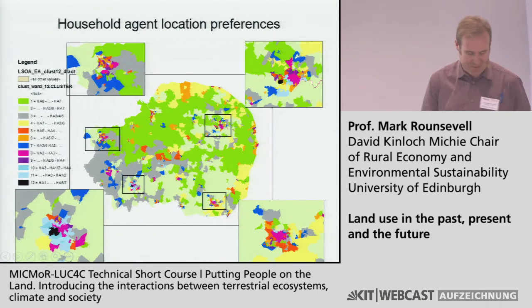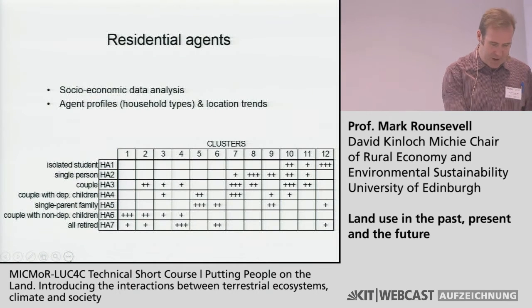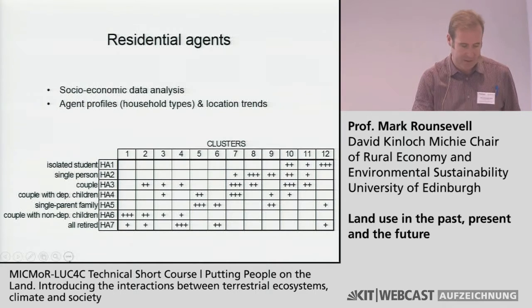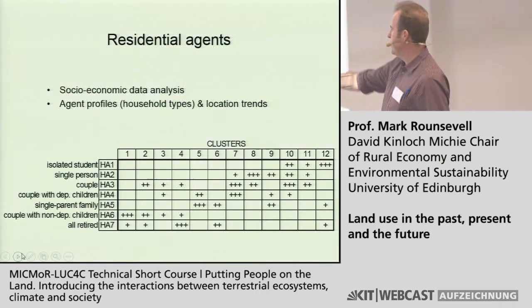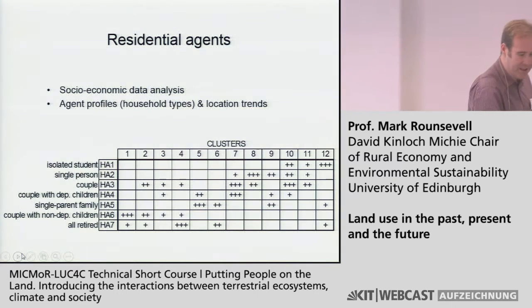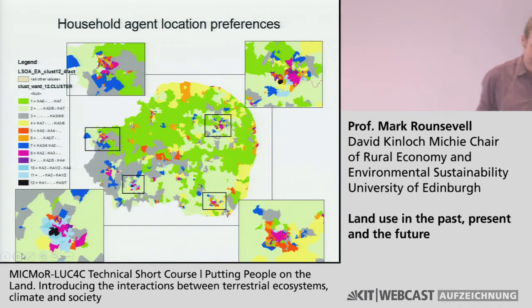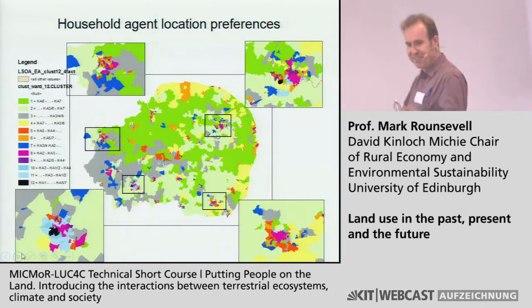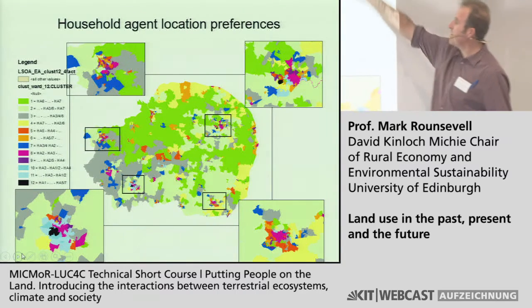Single people, what were they? Single people, preponderance in number 8. Let's point it out. Yes, this one here. Cluster number 8, we'll have a look at that. And cluster 8 is pink. Very good. There we go. Nice blotches of pink in city centres.